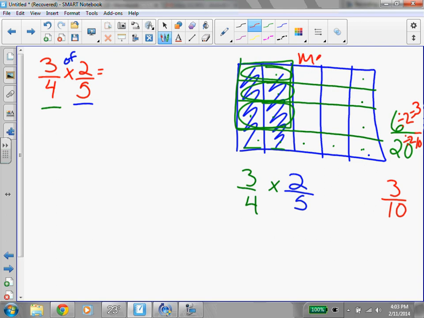I'm actually going to share 3/10 of that whole tray of brownies with you. This is method 1 using a diagram. Method 2, which we also talked about, which you seem to like more than method 1. I've got something even better for you.